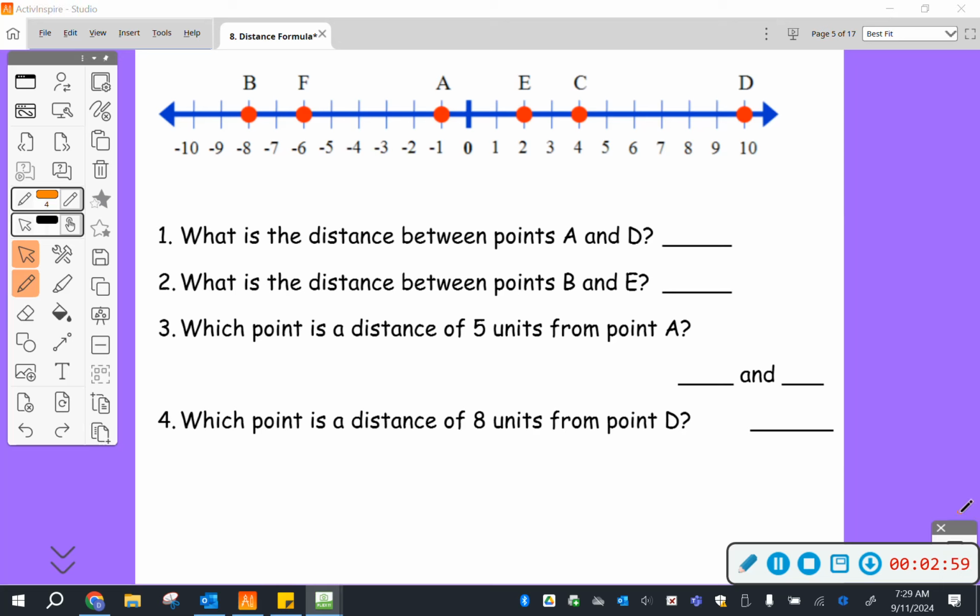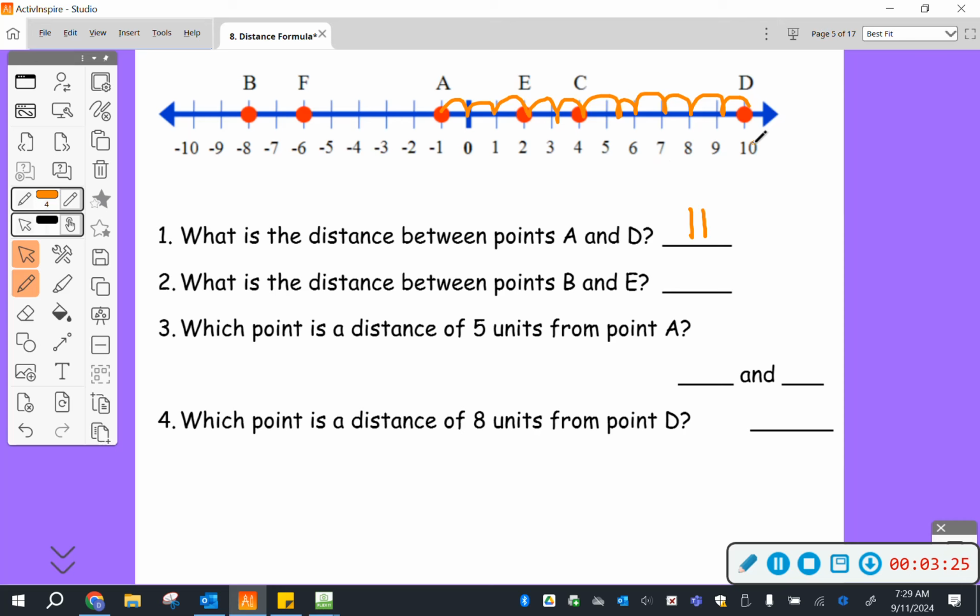Okay, we started that a little late, so I'm going to start going over this. What is the difference between A and D? 11. How did you do that? Counting. Was it easier to count or subtract for y'all? What do y'all prefer? Counting. Counting's way easier, right? So in my opinion, 1, 2, 3, 4, 5, 6, 7, 8, 9, 10, 11. So it was 11 units.